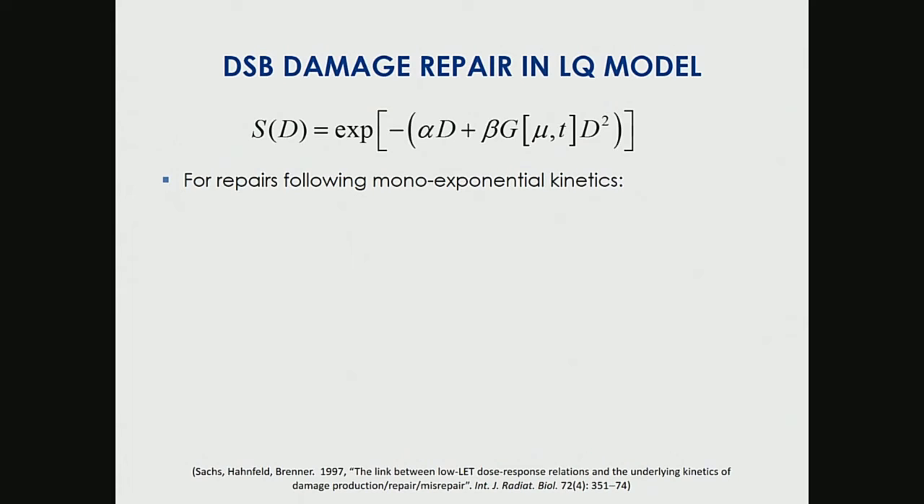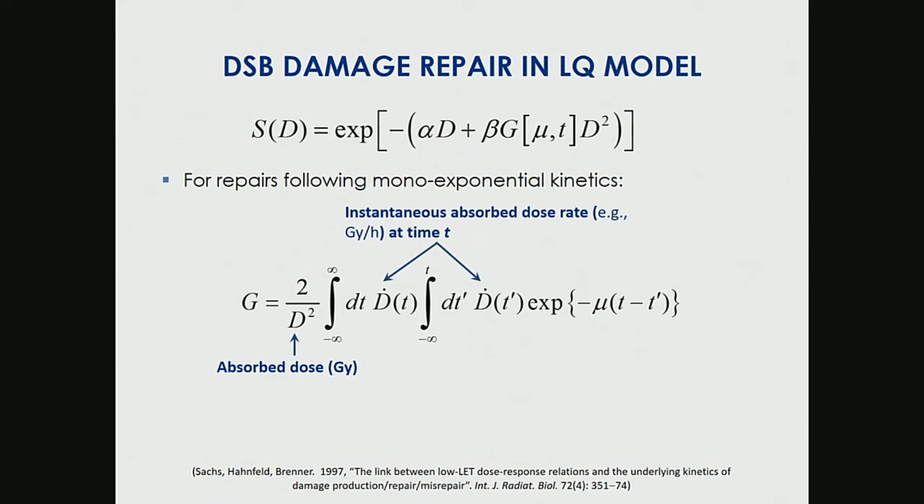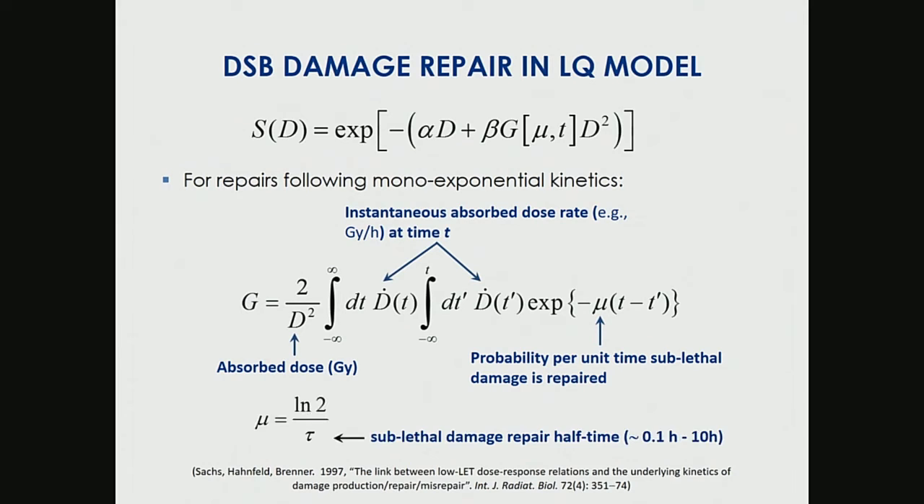If the repair can be assumed to follow mono-exponential kinetics, then this dose protraction factor can be written in this most general form, where it relates the physical dose, instantaneous dose rate, and the probability of damage repair. So any type of temporal dose delivery pattern, as long as it can be represented in this formula, in theory, you can calculate. So this repair time constant is inversely proportional to the so-called repair half-time. For mammalian cells, it ranges from minutes up to 10 hours.